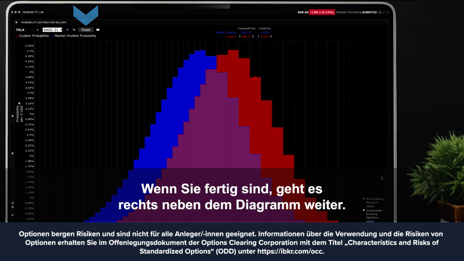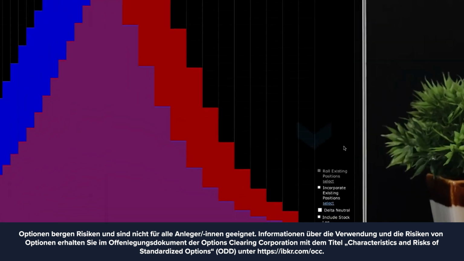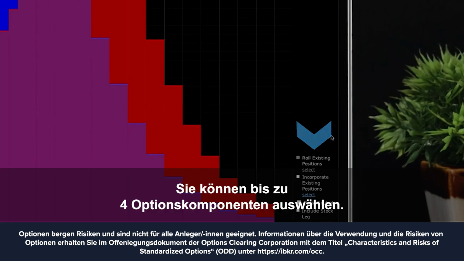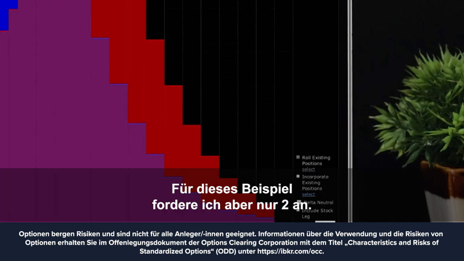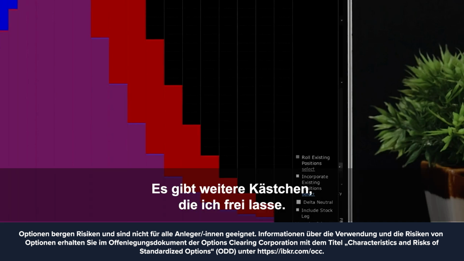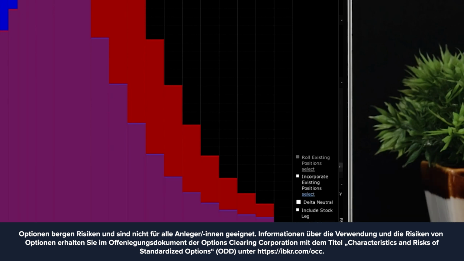When ready, look to the right of the plot. Here you can click a button to build strategies. You may select up to 4 option legs, but for this example, I will request just 2 option legs. There are additional checkboxes that I will leave blank here.